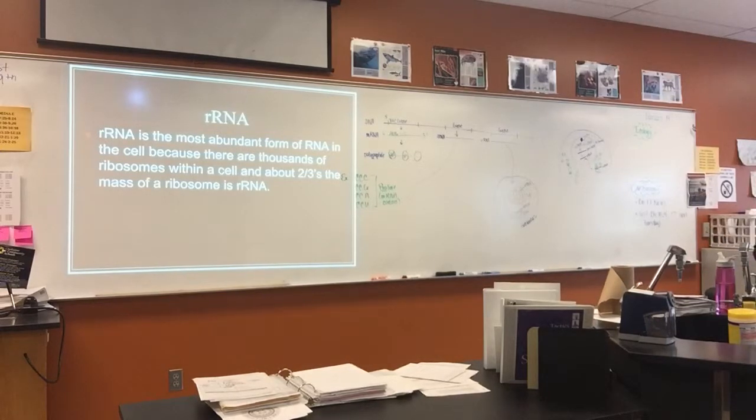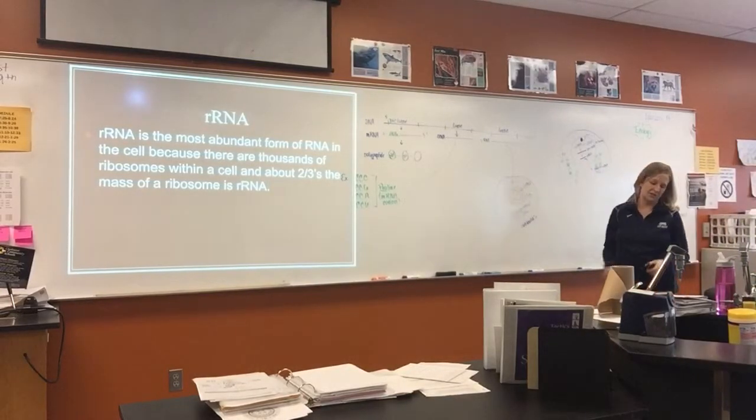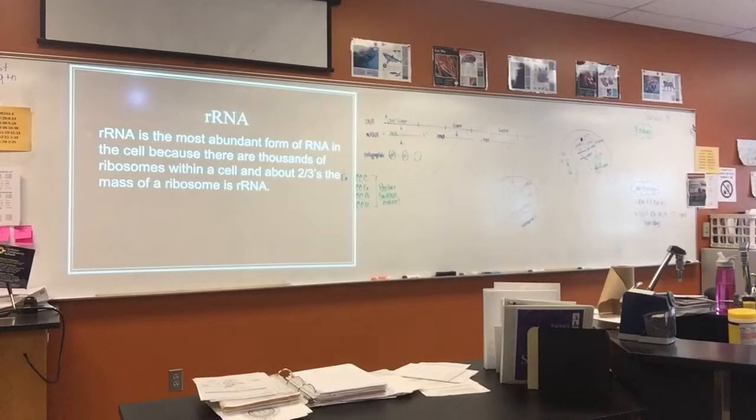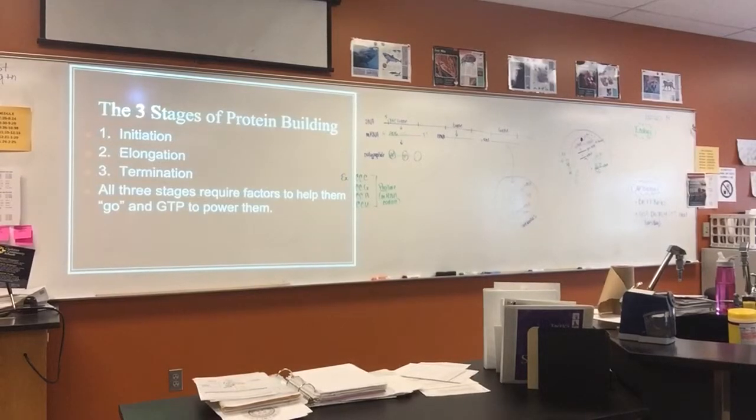So this rRNA making up ribosomes actually is the most abundant RNA in the cell because we have so many ribosomes, and every ribosome is made up of rRNA. So it's way more abundant than mRNA or anything like that, although most people have only heard of mRNA.